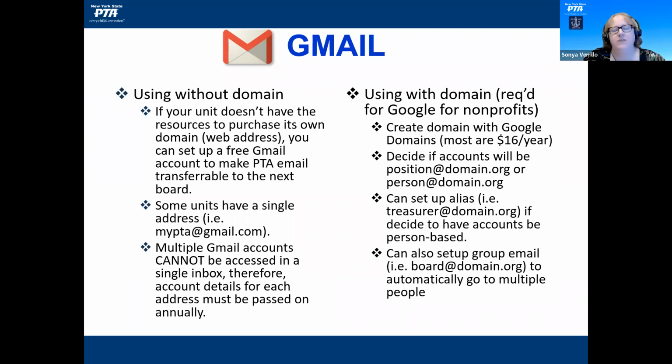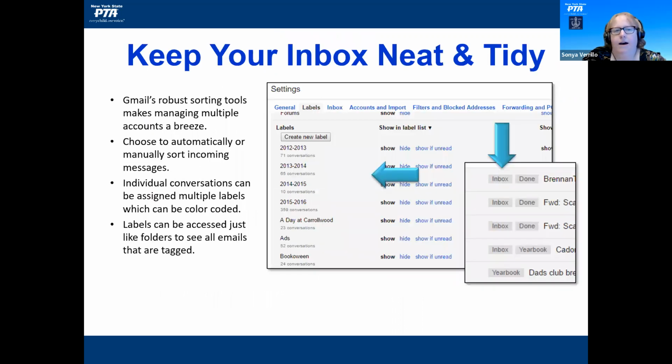You could then utilize what's called an alias address, such as treasurer@domain.org, which would be an additional address that could be accessed by the individual. Google for Nonprofits also allows you to set up group email addresses that are automatically distributed to multiple people in your organization. Google Mail has options to sort incoming messages and even assign labels to messages so you can categorize and file them for later.